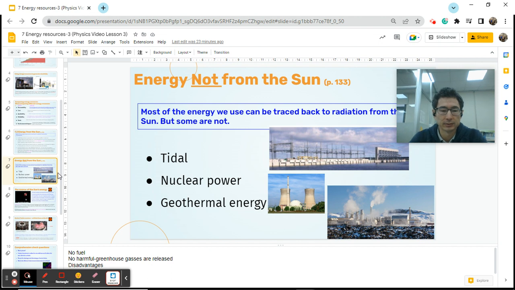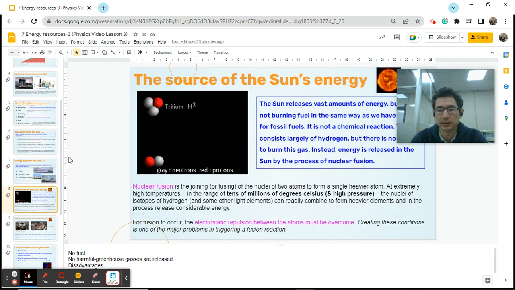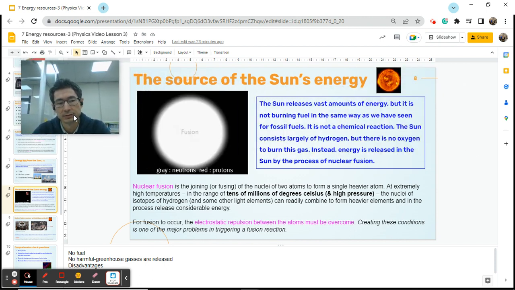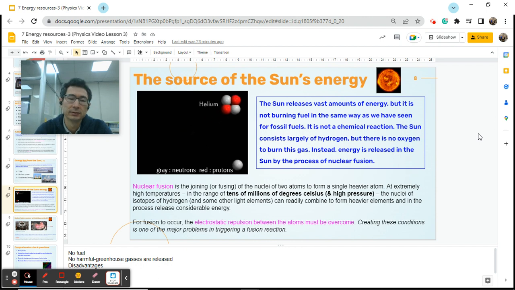Right. So these are not from the sun. And now let's talk about how energy is created, how nuclear fusion happens on our sun's surface. Okay, this is a different reaction, isn't it? This is not like a power plant, as we know.